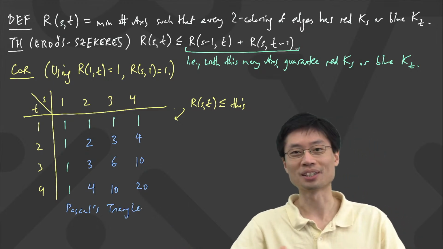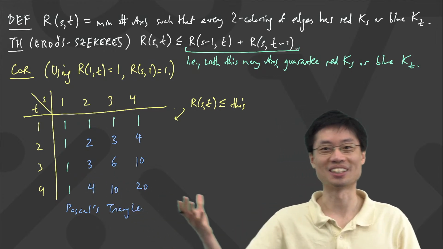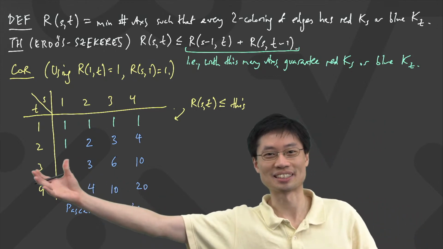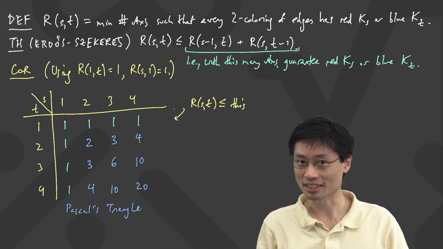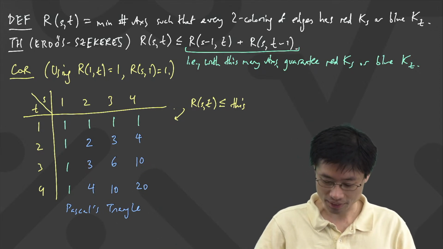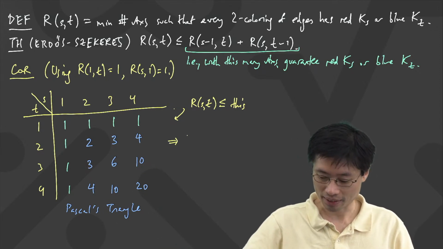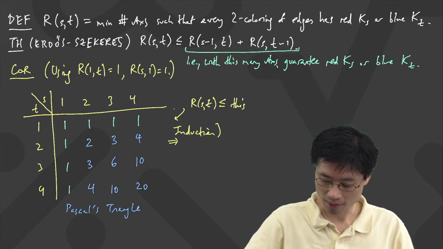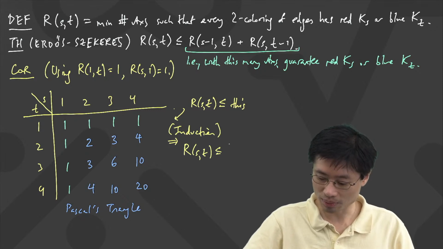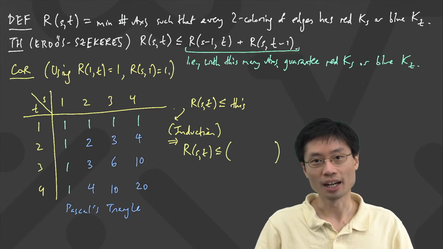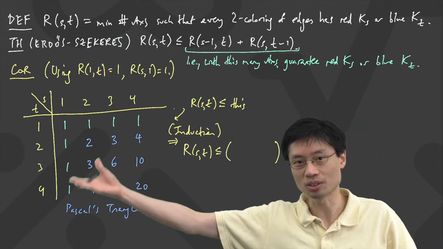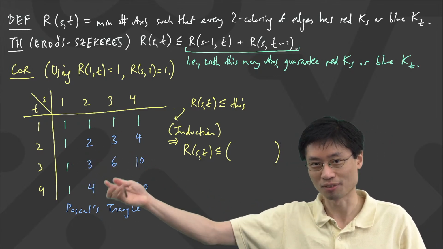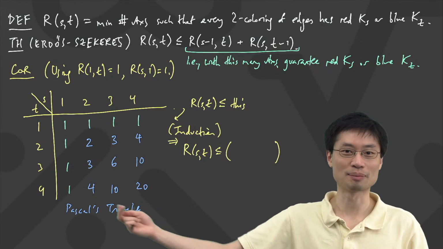Although it should probably be called Pascal's square at this point, if I draw it this way, because you're filling it out as Pascal's triangle on the side. And this then immediately tells you, by this induction, R(s,t) is less than or equal to something choose something. And you can already see it would be something choose something because I have all the things in the something choose something form.